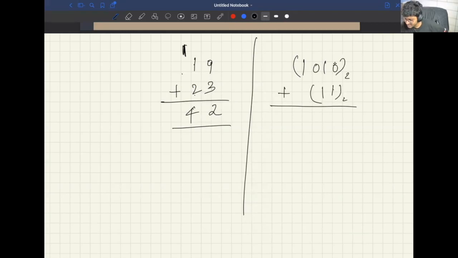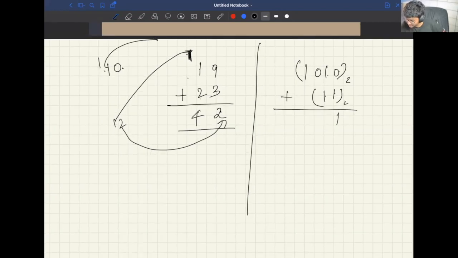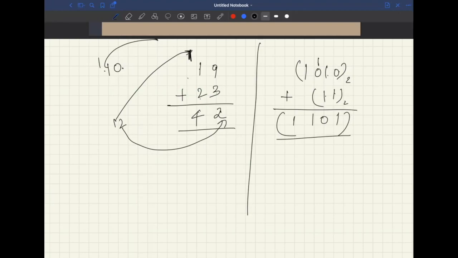So 1 plus 0 in binary is what? 1. 1 plus 1 in binary is what? 2. And how do we represent that? As 10. So here I was getting 12. This 2 came here and 1 went as carryover. In this case, I am getting 10. So wouldn't we follow the same procedure? 10 will go below, 1 will go above. Sorry, 0 will go below, 1 will go above. 1 will go as carry. Sound good?